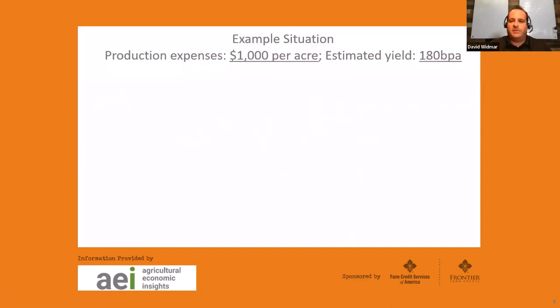It's a classic example, something that's familiar to a lot of you, and you can extrapolate it to your unique situation. Let's say you're a farm raising corn, your production costs are $1,000 per acre, and your estimated yield is 180 bushels, and you're considering a fungicide application.